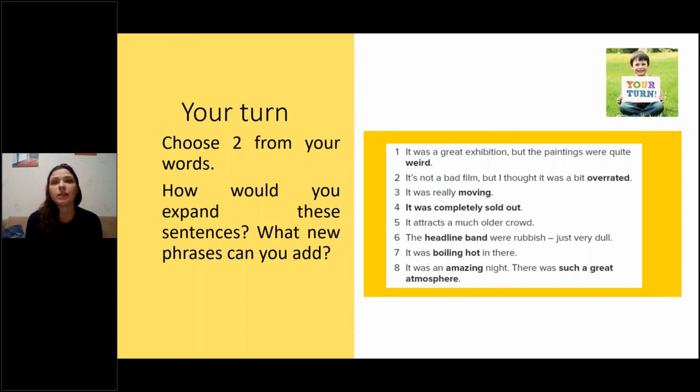So let's imagine that it's the night before the lesson and we want our students to say more sentences, to use the whole phrases. And all we have is just this set of 8 phrases, sentences. How would you expand these sentences? What new phrases can you add? Will it be a dialogue or just a follow-up statement or question?